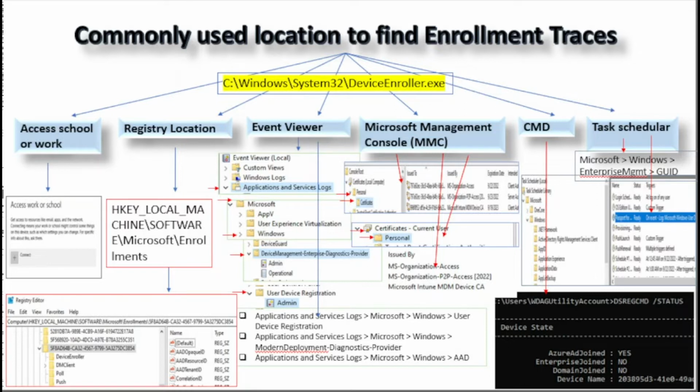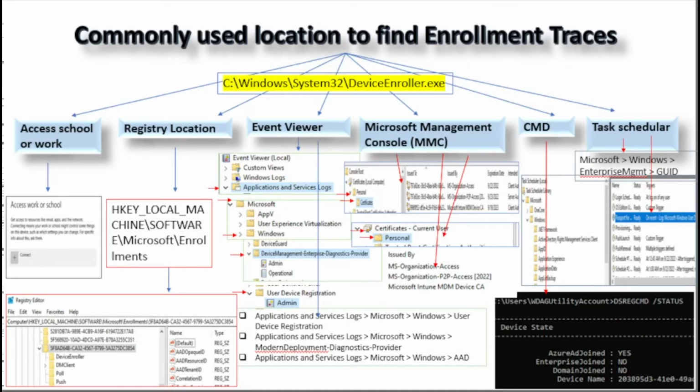The fourth option is the Microsoft Management Console, also known as MMC, to check that the device is getting the correct certificate from Azure AD as well as from Intune for secure authentication. We can also use the command prompt to run commands like dsregcmd /status to find the complete details of the device, like whether the device is Azure AD joined, Azure AD registered, or enrolled in MDM only, something like that.